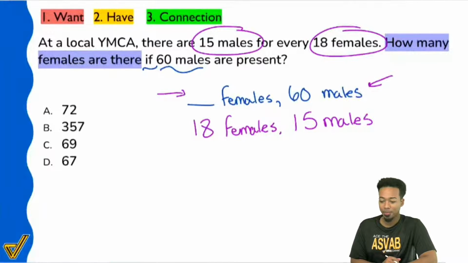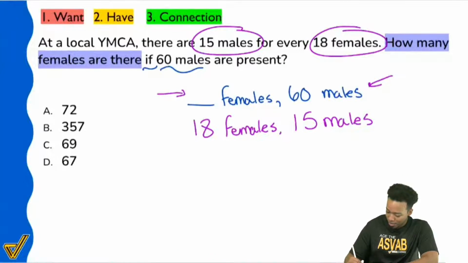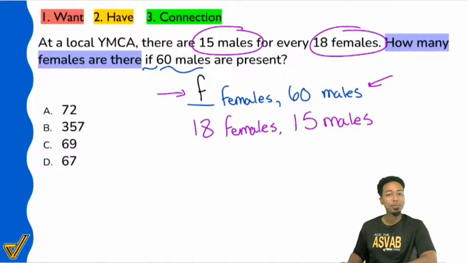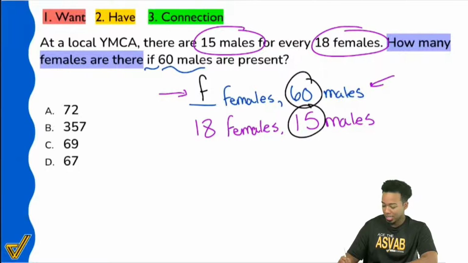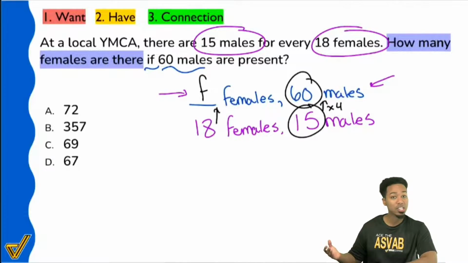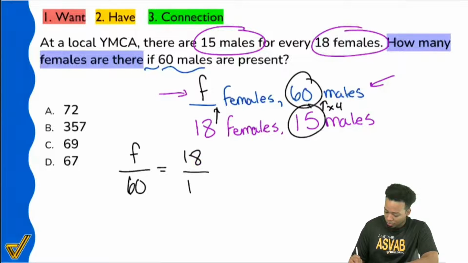Cool. Perfect. You're doing a little too much work. It's all good. Now that we're here, boom. I'll just say that we're going to put F for females, and now we're set to compare the same things in the same way. If you're good with your mental math, you may have noticed that 15 going to 60 is times 4 going up. So you may have been able to determine that 18 to the number of females is times 4, which is 72. But if you didn't see that, no worries. We can write down the proportion f over 60 equals 18 over 15.